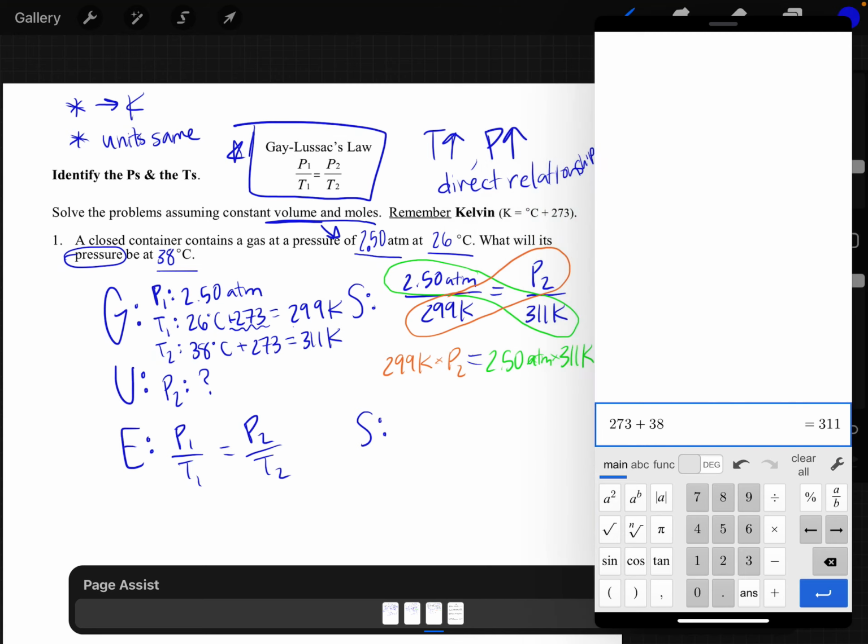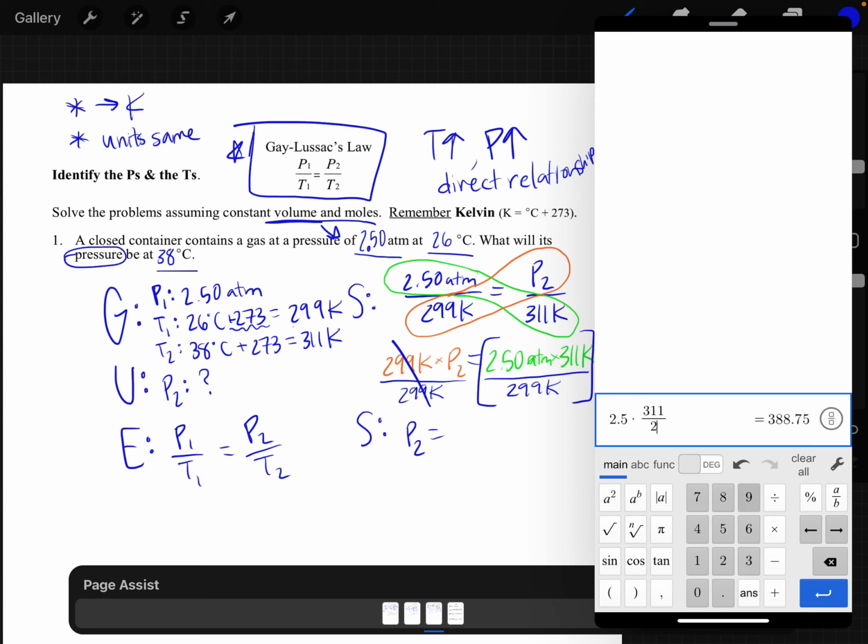And now that I have that flat out like an equation, I can solve and make sure that P2 is all alone, because we want whoever we're finding to be all alone. Those guys cancel out because they're the same. So this becomes P2 equals whatever the calculator says this is. When I clear that, I'm going to say, okay, 2.5 times 311 divided by 299. And this ends up becoming 2.60 atmospheres.